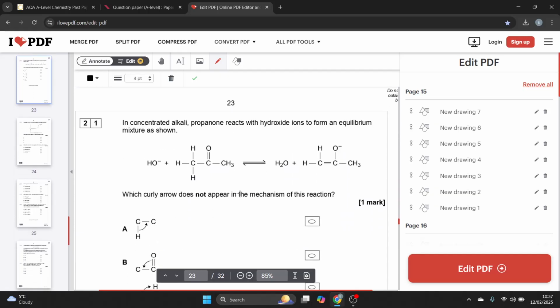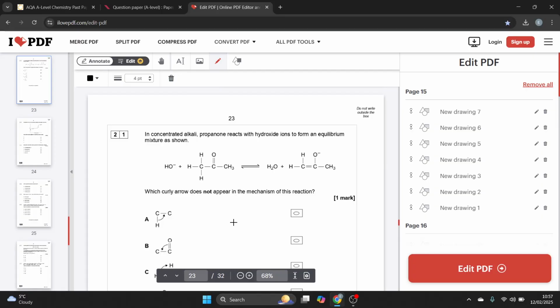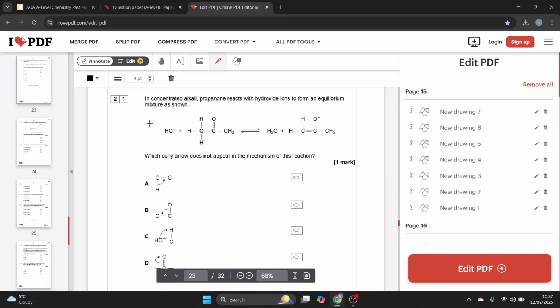Question 21. Which curly arrow does not appear in the mechanism of this reaction? Propanone reacts with hydroxide ions from an equilibrium mixture as shown. So I go from here to here, and what I can notice is that this hydrogen has been removed and I've formed a double bond here. Okay, so that first one, that definitely does appear.